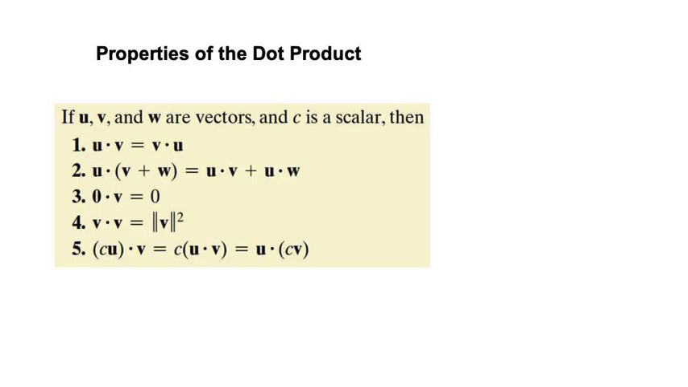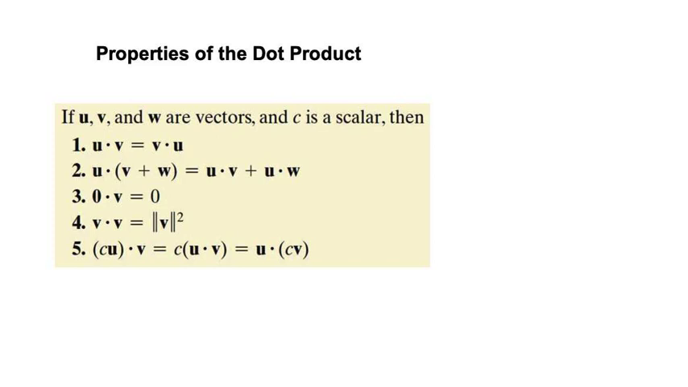Let's look at some general properties here of the dot product. First of all, notice that u and v are vectors and c is a scalar. U dot v is the same as v dot u. Also, u dot (v plus w) is the same as u dot v plus u dot w.